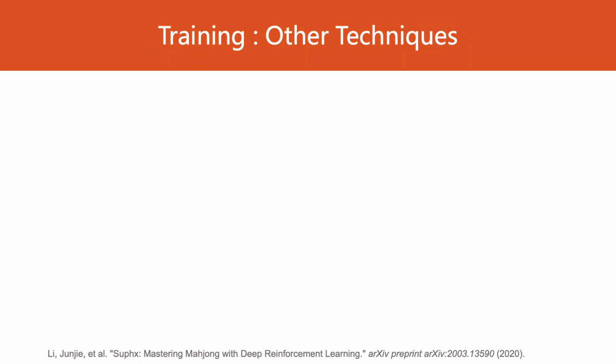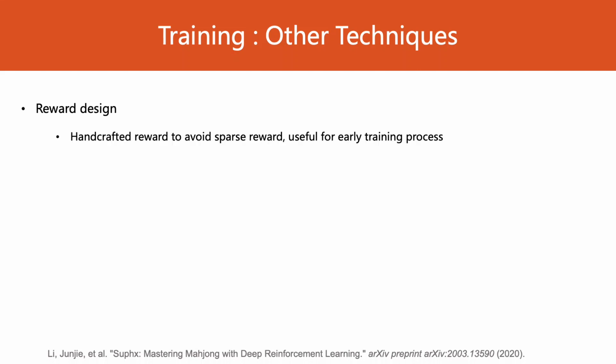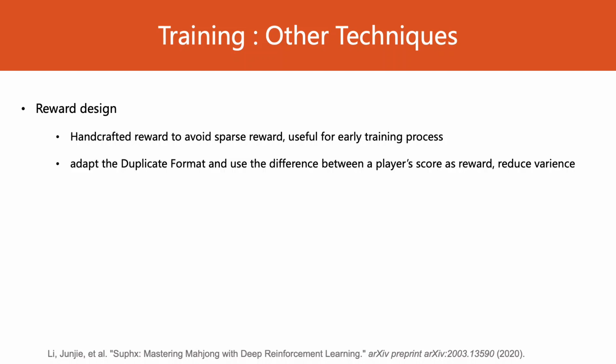Finally, I want to share some other techniques that we use to train our Mahjong AI. First is the reward design. It consists of two parts. The first part is that we use some handcrafted reward to avoid sparse reward, and it turns out to be very useful for the early training process. The second is that we adopt the duplicate format and use the difference between the players' scores as the reward instead of the raw scores, which reduces the variance of the reward.